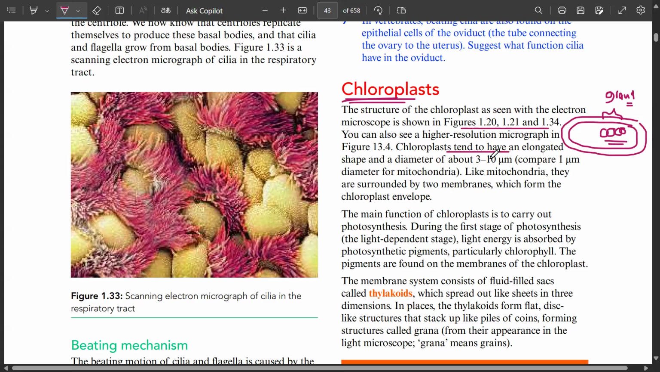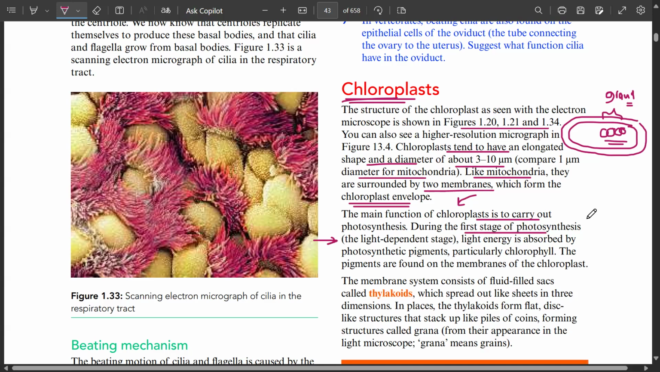Chloroplasts tend to have an elongated shape and a diameter of about 3 to 10 micrometers. Comparing that to 1 micrometer diameter for mitochondria, like mitochondria, they are surrounded by two membranes which form the chloroplast envelope. The main function of the chloroplast is to carry out photosynthesis. And during the first stage of photosynthesis, which is the light dependent stage, light is absorbed.